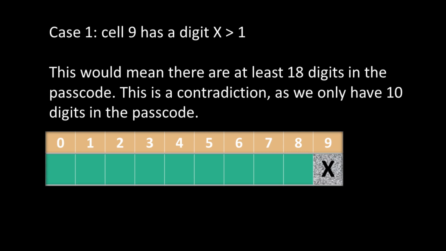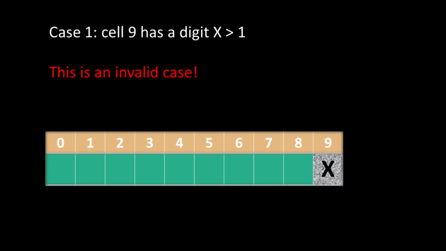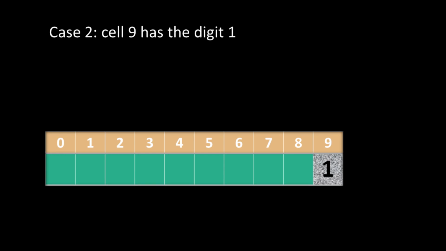This would mean there are at least 18 digits in the passcode. This is a contradiction, as we only have 10 digits in the passcode. So this is an invalid case. So the number in the cell marked as 9 can only be 1 or 0. Case 2, say the number in cell 9 is 1. This means there is a cell containing the digit 9 somewhere. Which of those cells could contain the number 9?